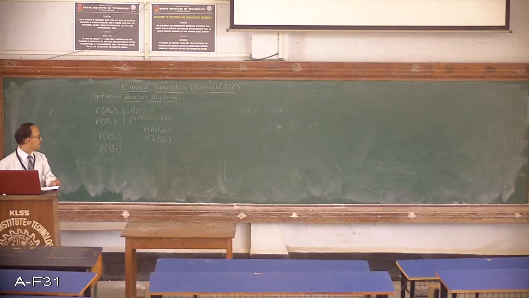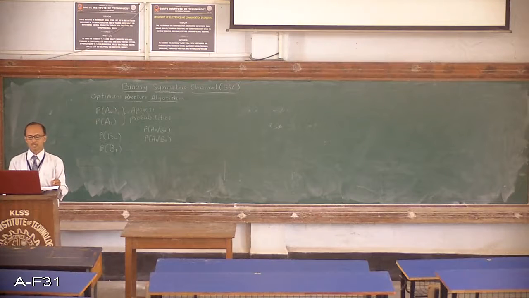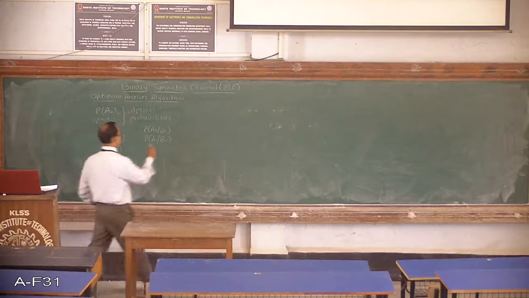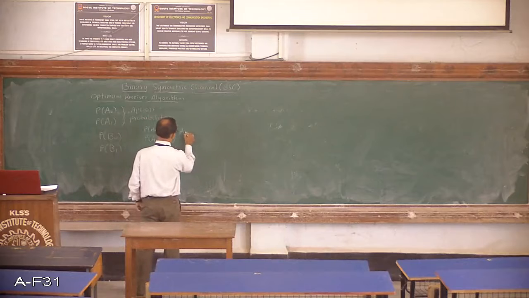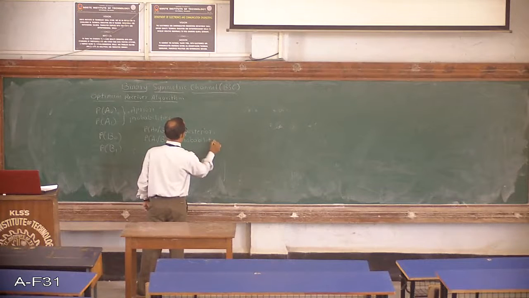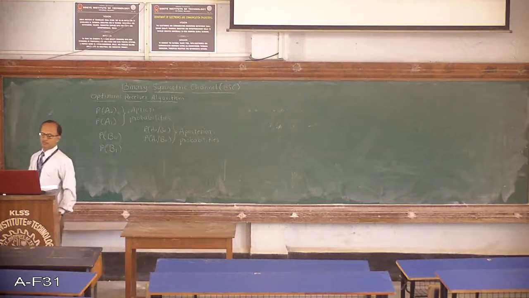Similarly, P of A1 / B0 represents probability of A1 being the message or symbol sent given that B0 has been received. These conditional probabilities are also called transition probabilities. These are called a posteriori probabilities.